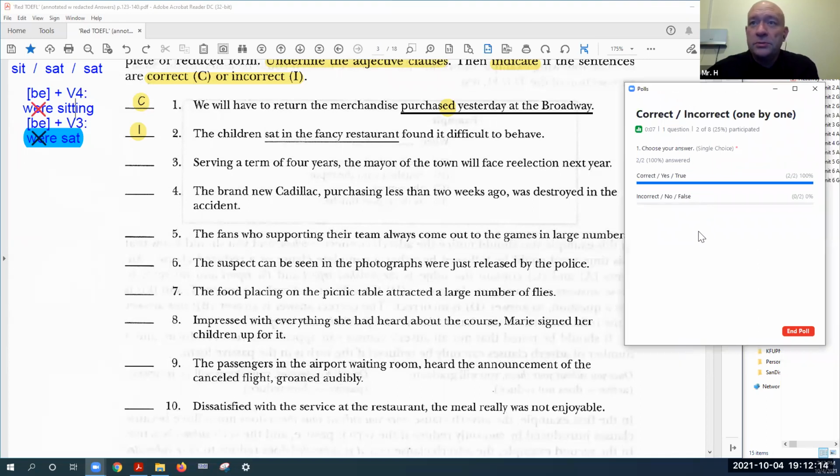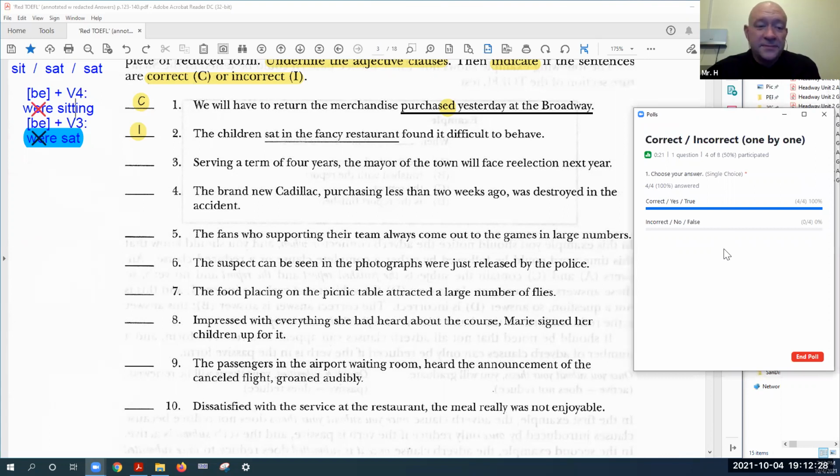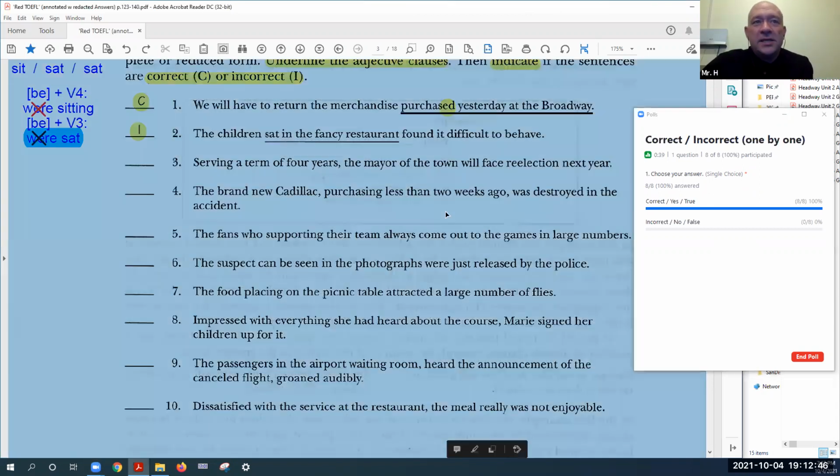Two people. Keep going, guys. Three people. So far, everyone agrees. Four people, everyone agrees. Anybody disagree? No? Nobody disagrees? Or you just don't want to be the only person who's different? Is that why? Seven? Is that right? Okay, eight people. All right, so let's take a look at it.